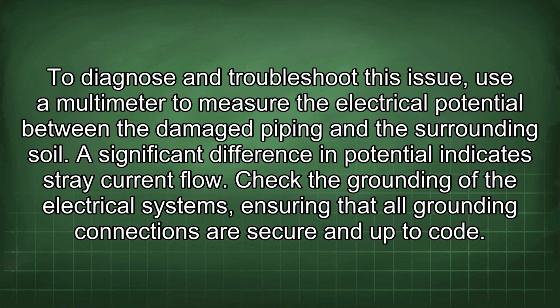To diagnose and troubleshoot this issue, use a multimeter to measure the electrical potential between the damaged piping and the surrounding soil. A significant difference in potential indicates stray current flow. Check the grounding of the electrical systems, ensuring that all grounding connections are secure and up to code.